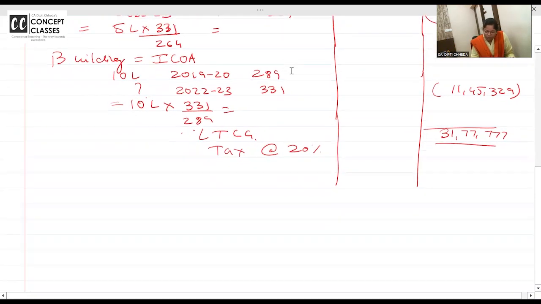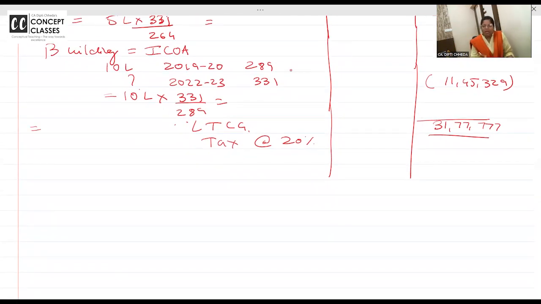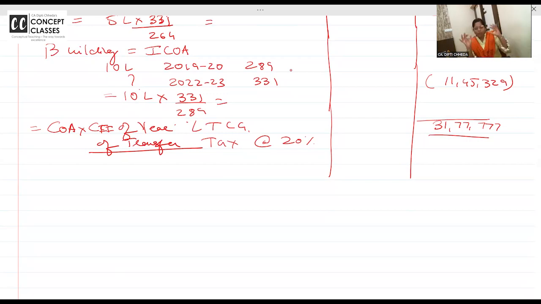And you know, those who know this, ma'am, we have learned a certain formula for this capital gain. You know what is 10 lakhs? Cost of acquisition. What is 331? CII, cost inflation index of year of transfer. I want all of you to write what I'm writing. This is a formula which I have fitted into a logic: what is available in 289 became 331, so 10 lakhs is how much? Cost of acquisition into CII of the year of transfer, divided by CII of the year of acquisition.